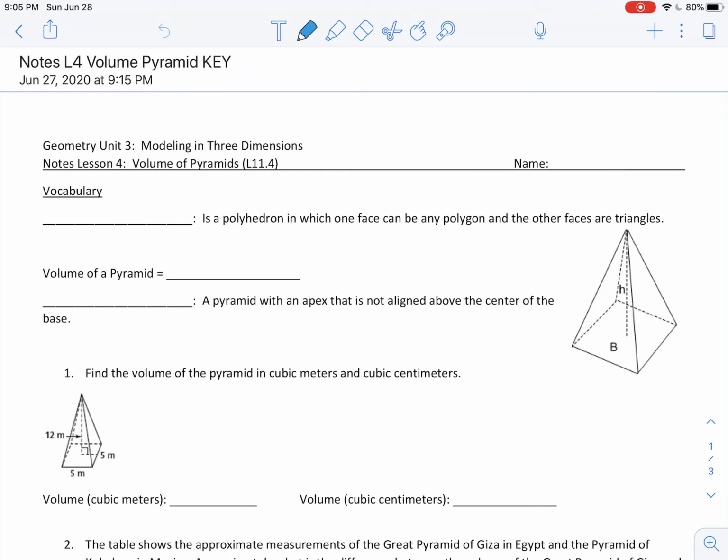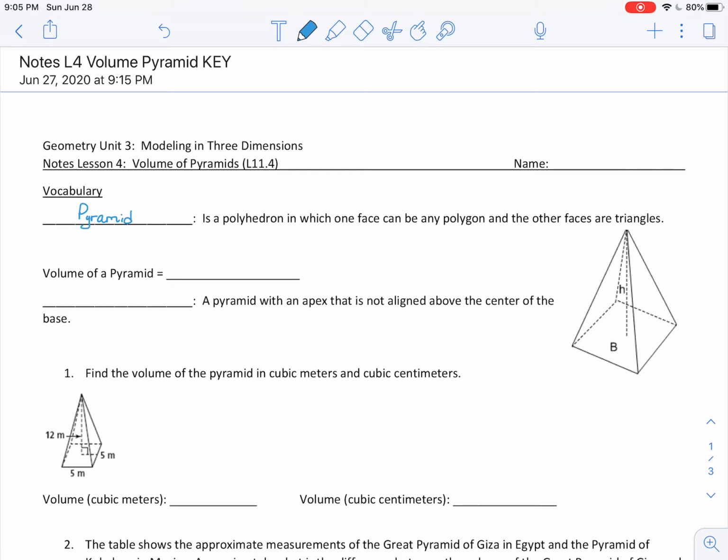Hey guys, these are the guided notes for volume of pyramids. This is really similar to the other volume stuff. The biggest nuisance for this section is there's going to be a fraction in the formula, but otherwise it's going to function pretty similarly. So we are talking again about a pyramid, which I'm assuming you've seen the pictures of, the ones in Egypt. It's basically what we're talking about.